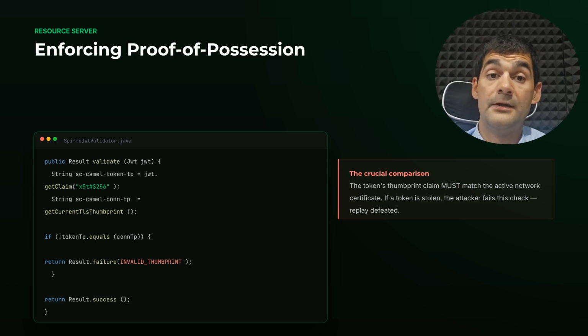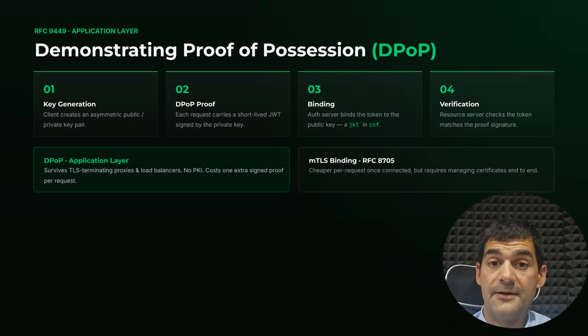Match? You're in. No match? Denied. Even if the token is otherwise perfectly valid. So only the client that was originally issued the token can actually use it. There's a second approach, and it lives at a different layer. DPoP, demonstrating proof of possession, RFC 9449.